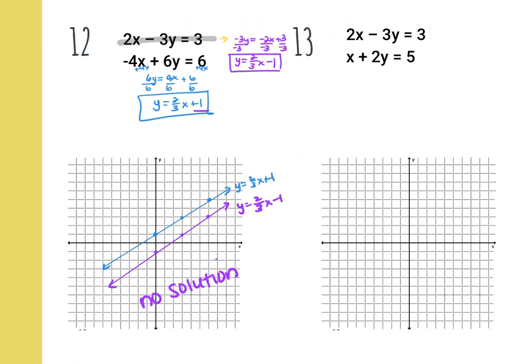Okay, which you could have also identified from here, because if you look at their slopes, they are the same. So if the slopes are the same but the y-intercepts are different, then it's the no solution because it'd be parallel. If the slopes were the same and the y-intercept was the same, now it's all real numbers because they'd be the same line.